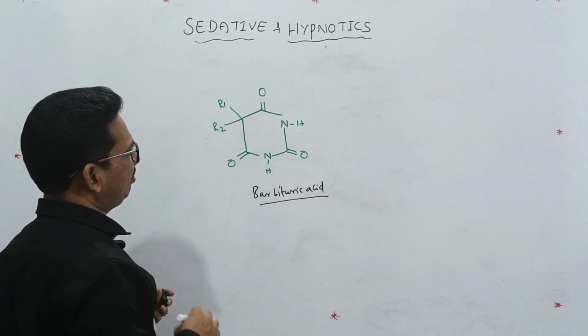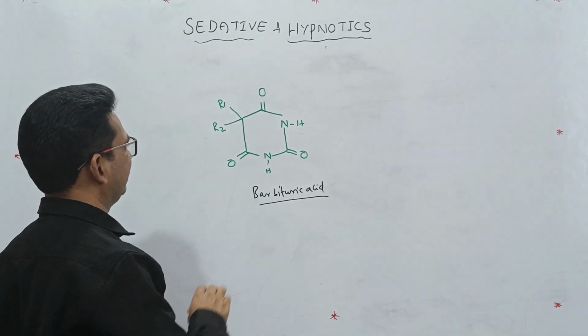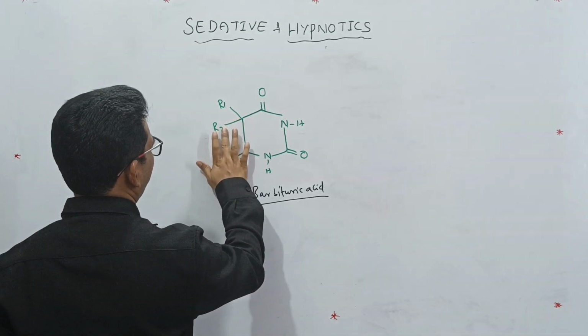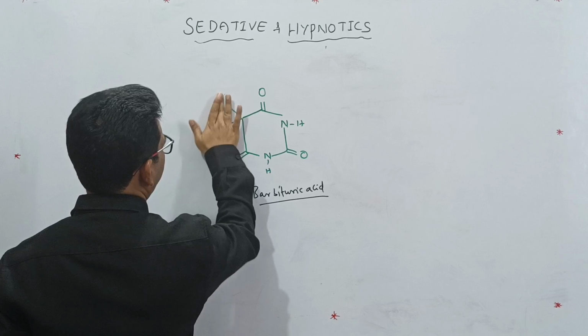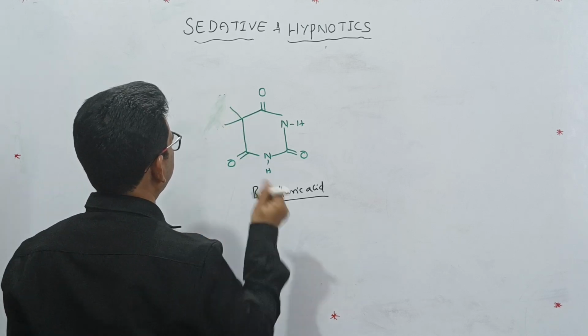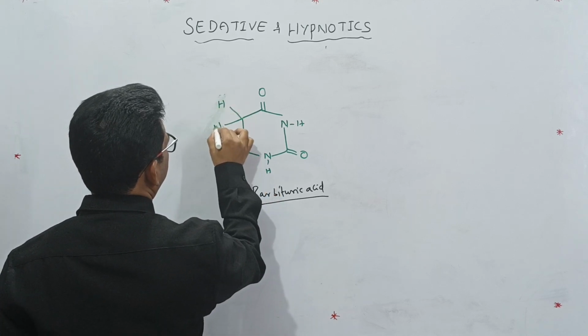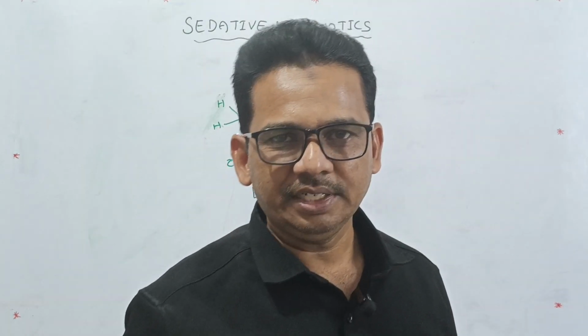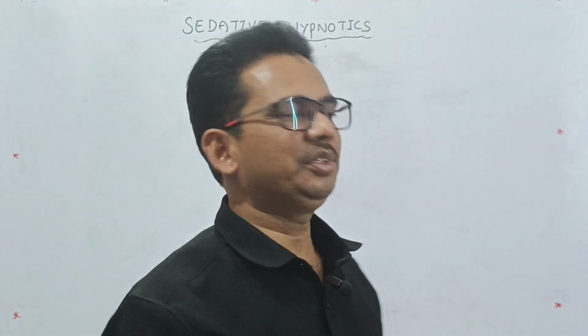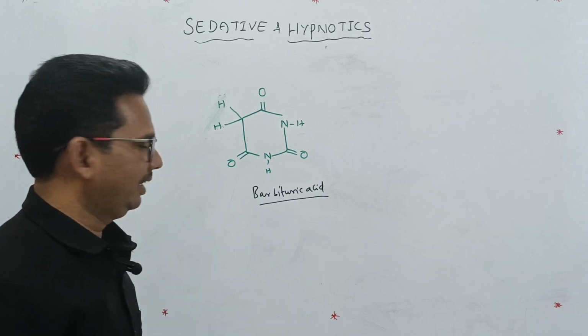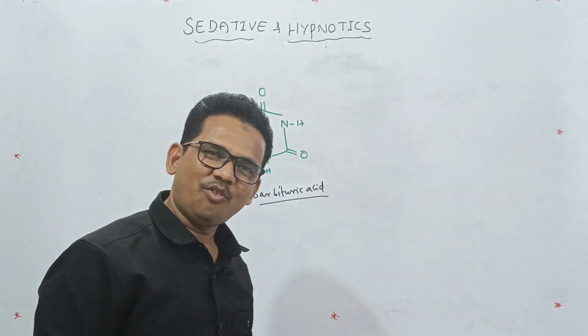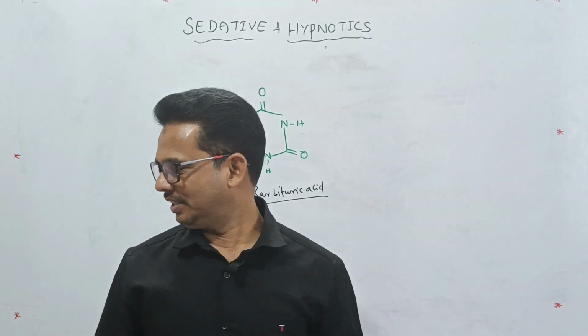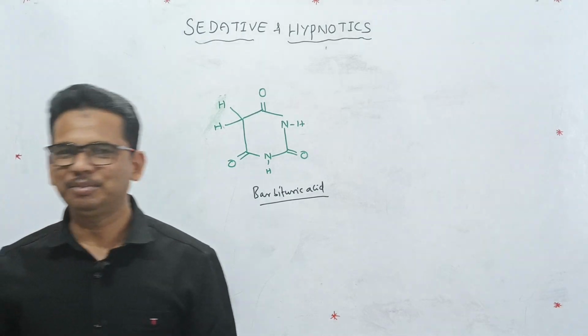Where do they come from? Barbituric acid. Here nothing is there, only the two hydrogens are there, like this. This is called barbituric acid. Barbiturates, where are we getting them from? Barbituric acid. Then why do we require the barbiturates? Already we have the barbituric acid.